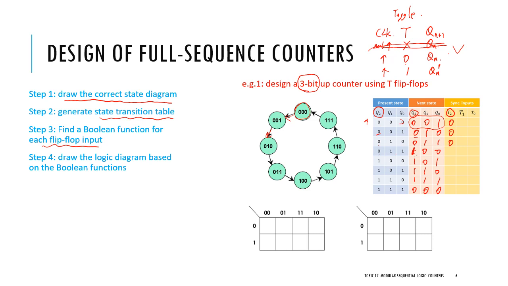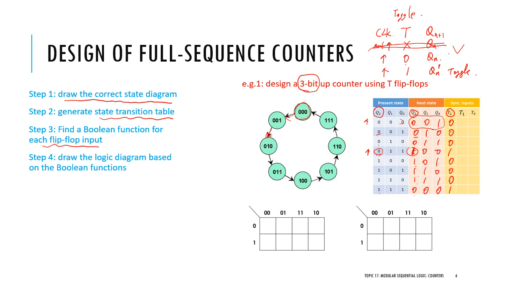Now you can see here the Q2 value flips at the clock rising edge, which corresponds to the toggle state, right? So your T value should be 1. 1, 1, no change. 1, 1, no change. 1, 1, no change. 1, 0, changing. Do the same for T1 and T0.